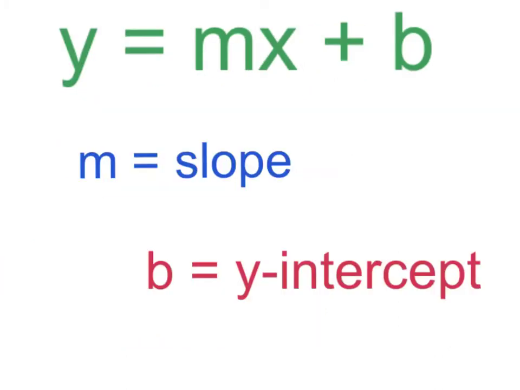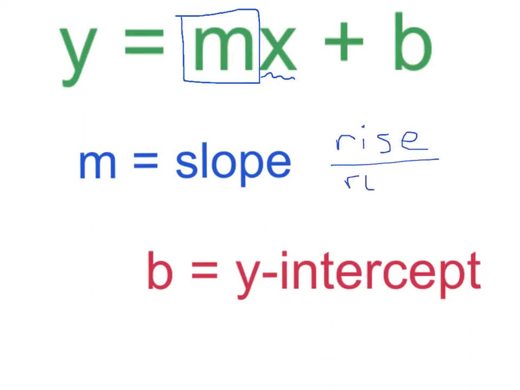Just a reminder, when we are writing our equations, m, the variable that matches up with our other variable x, m is your slope, and we find our slope by doing rise over run on our graph. And then to find b, the y-intercept, it's the point that crosses the y-axis.